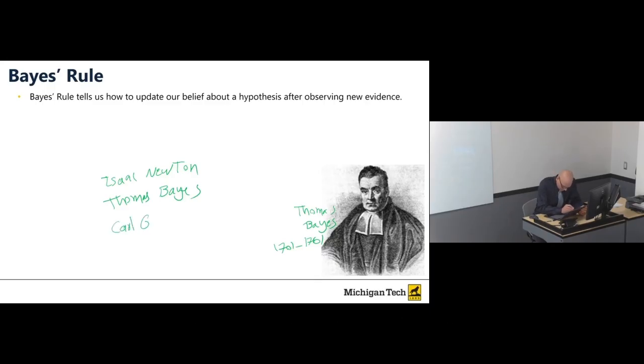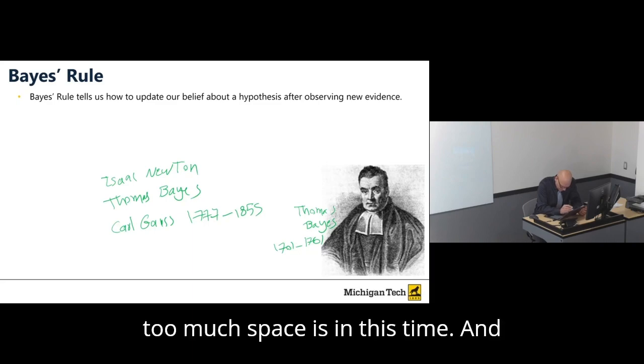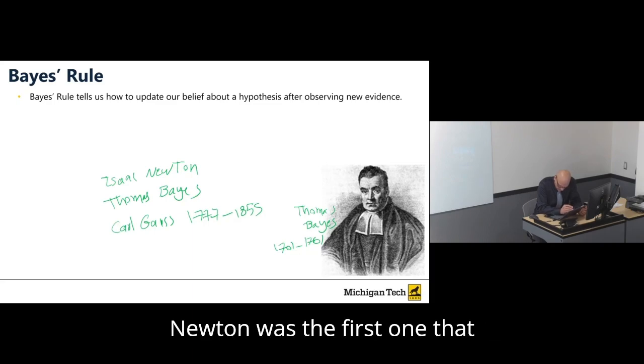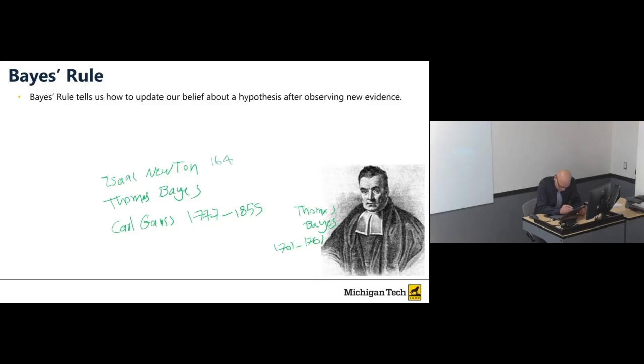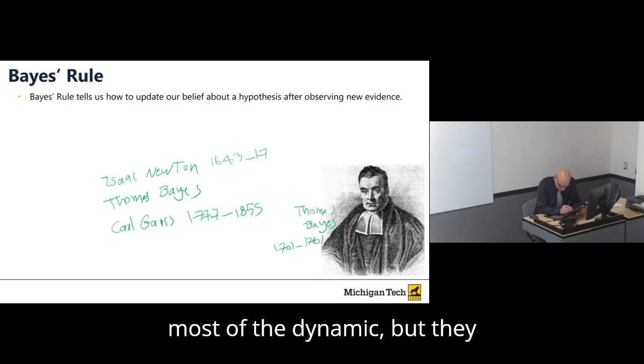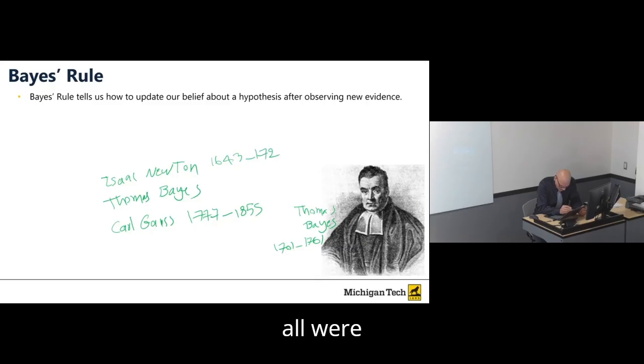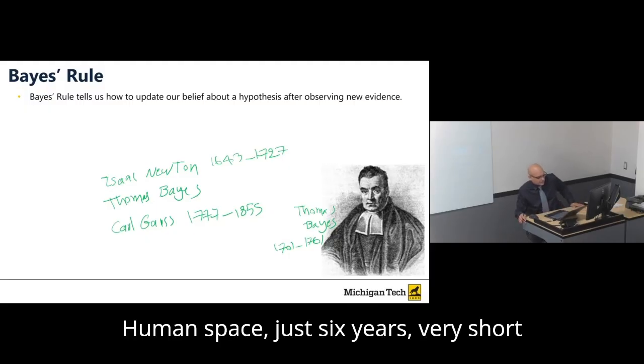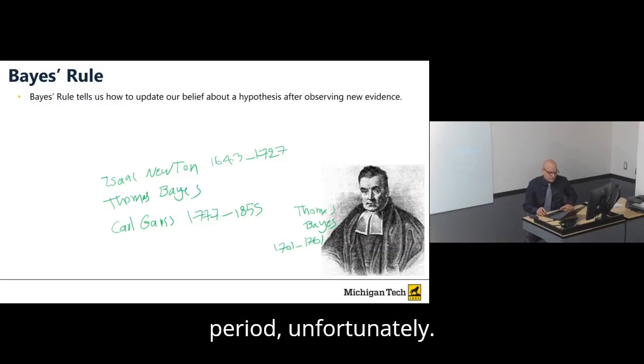Carl Gauss. After these people, 1777 till 1855. Thomas Bayes is in this time, and Newton was the first one. They were all living like 80 years, but Thomas Bayes just 60 years, very short period, unfortunately.